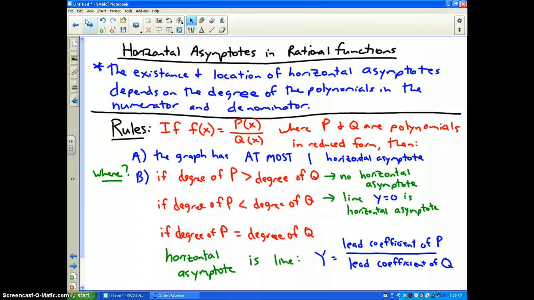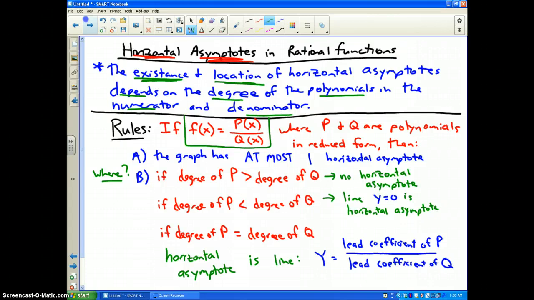All right, big screen of notes here. You can pause it and write it down and then start it again when you're ready. This screen talks about where the horizontal asymptotes are. The existence and location, whether or not they exist and where they are, depends on the degree of the polynomials in the numerator and denominator. All right, in the prior screen I talked about being in the form p of x divided by q of x. So here's your rules.